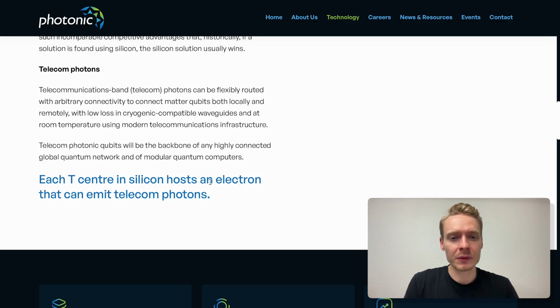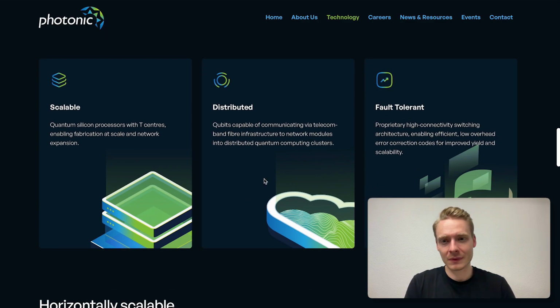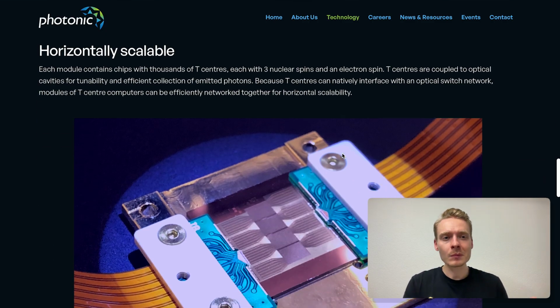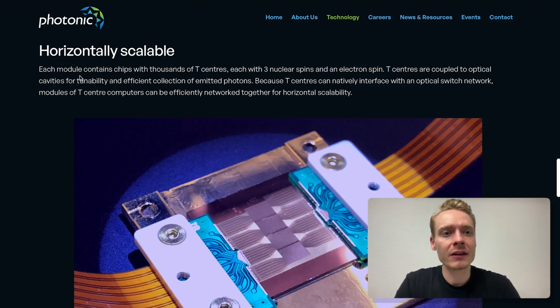Each T-center in silicon hosts an electron that can emit telecom photons. So that's what we've seen already before. Then it says horizontally scalable. Each module contains chips with thousands of T-centers, each with 3 nuclear spins and an electron spin. T-centers are coupled to optical cavities for tunability and efficient collection of emitted photons, because T-centers can natively interface with an optical switch network. Modules of T-center computers can be efficiently networked together for horizontal scalability.